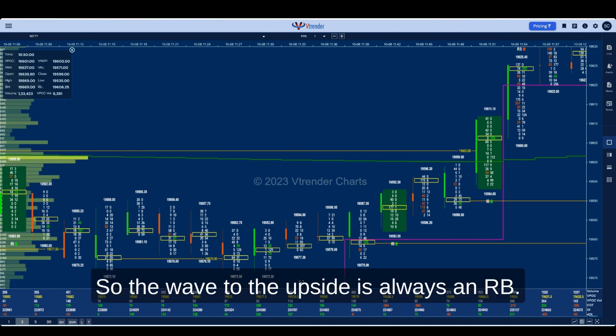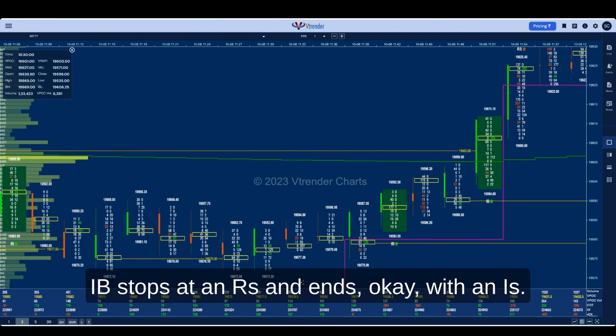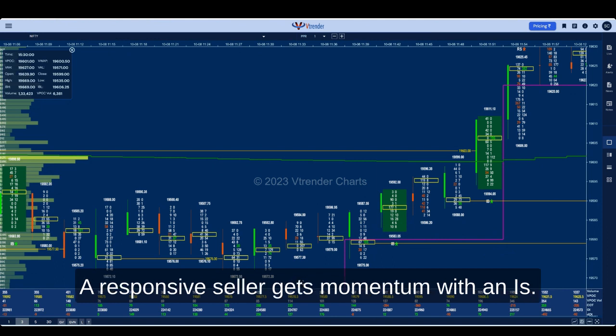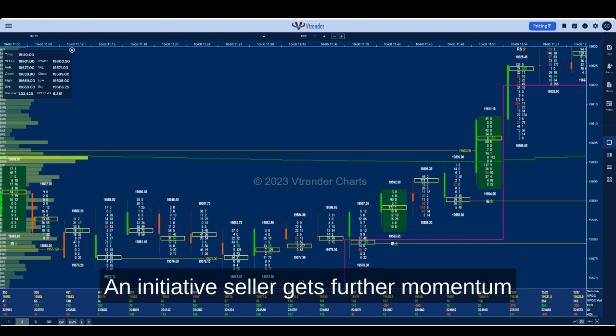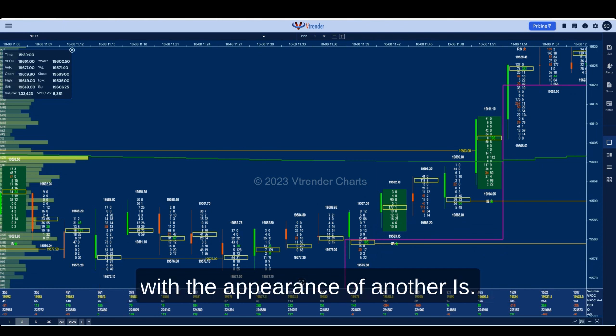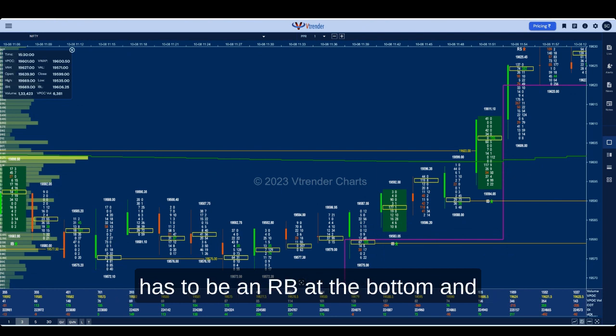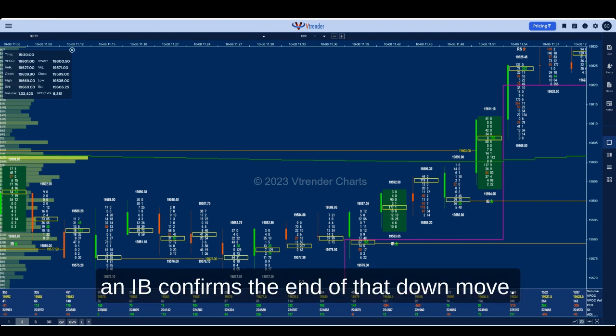So the wave to the upside always begins with an RB, IB, stops at an RS and ends with an IS. A wave to the downside begins with an RS, a responsive seller, gets momentum with an IS, an initiative seller, gets further momentum with the appearance of another IS, and if the momentum has to stop, then there has to be an RB at the bottom, and an IB confirms the end of that down move.